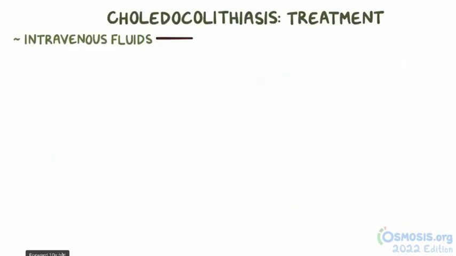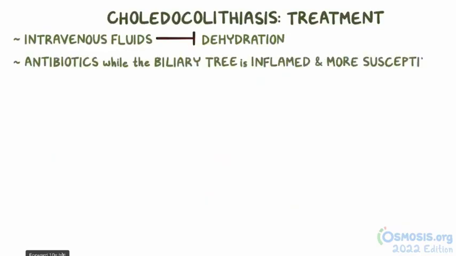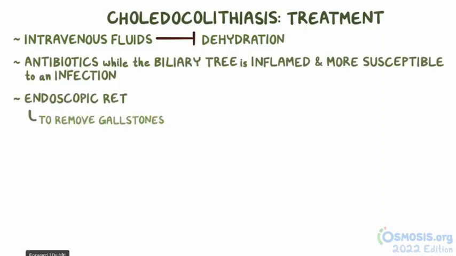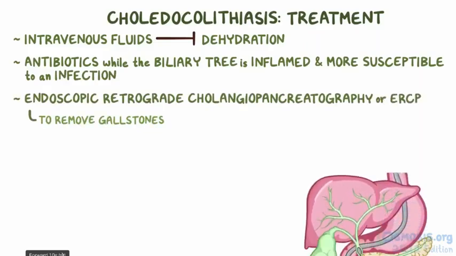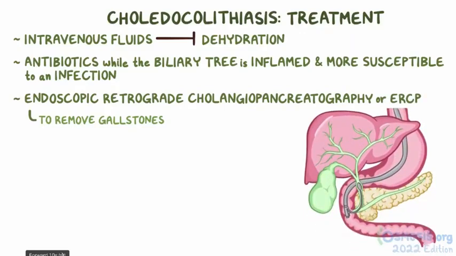Treatment of choledocholithiasis starts with intravenous fluids to prevent dehydration and antibiotics while the biliary tree is inflamed and more susceptible to an infection. To remove the gallstones, a procedure called endoscopic retrograde cholangiopancreatography, or ERCP, is used. With ERCP, a long, flexible tube is inserted through the mouth, down the esophagus, through the stomach, and into the duodenum. Once it gets there, a cannula is passed through the ampulla of Vater, and a sphincterotomy, a small cut, is made above it, where Oddi's sphincter is located.